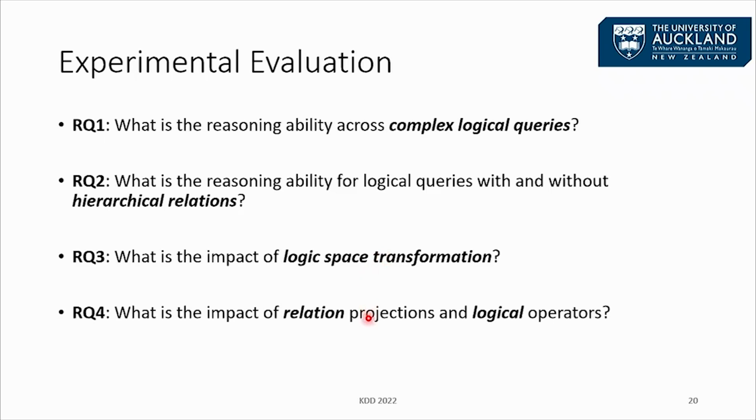And also, because this model involves a lot of parameters, which are basically the neural functions, what is the effectiveness of these relational neural functions and all these logical operations?